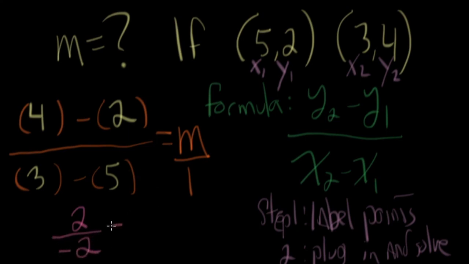I'm going to simplify that, because we always simplify. So it's negative 1. Our slope is negative 1. Boom. Not too bad. Shall we try another one? Why, yes. Yes, we shall.